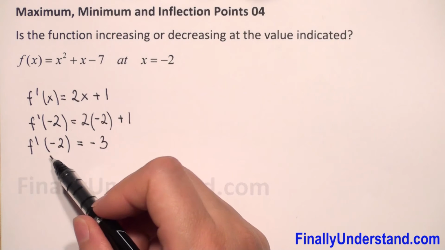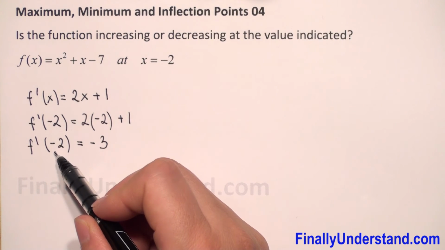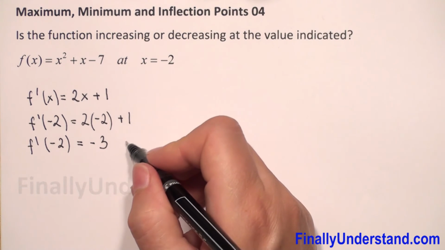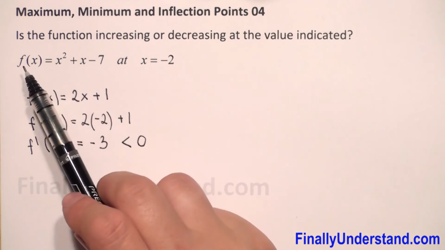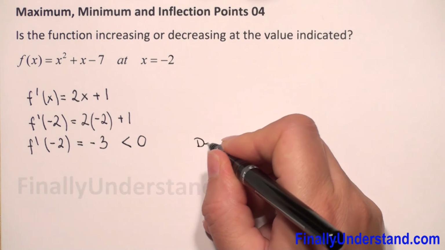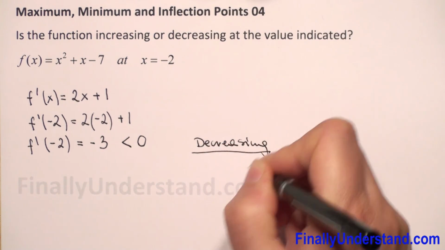We got that the first derivative at x equals negative 2 is negative, less than 0. It means our function f is decreasing. This is my solution.